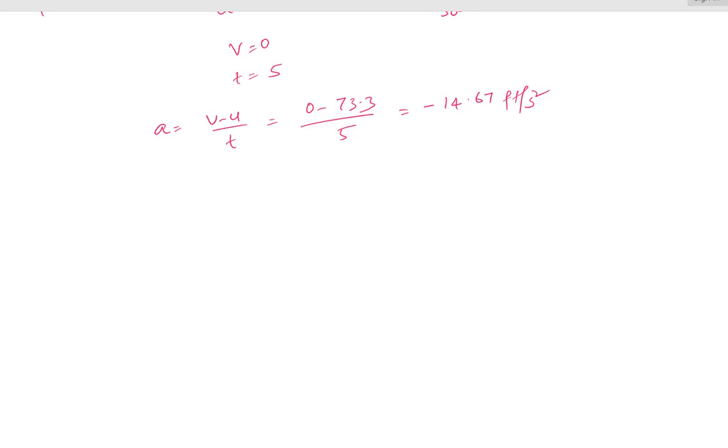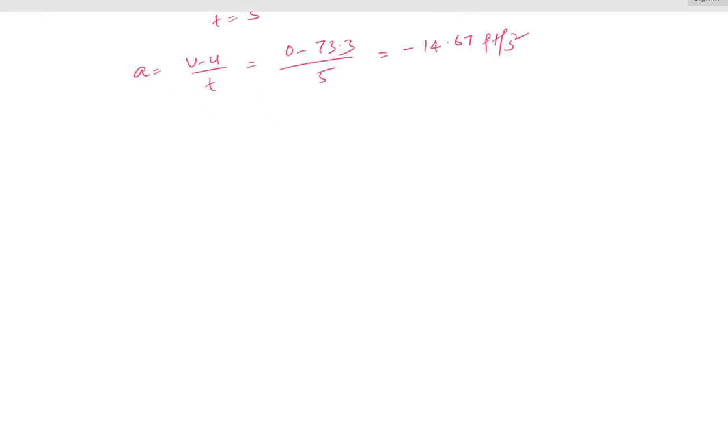Now we need to find the distance it travels. Again, this is nothing different than the problems you've done before. We can use v squared minus u squared is equal to 2as, which ties the final velocity, initial velocity, and the acceleration and distance. So final velocity is 0, initial velocity is 73.3 squared, 2 times negative 14.67 s. When we do this, we get the value of s as 183 feet.